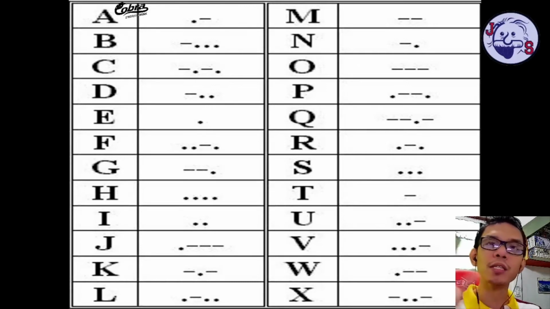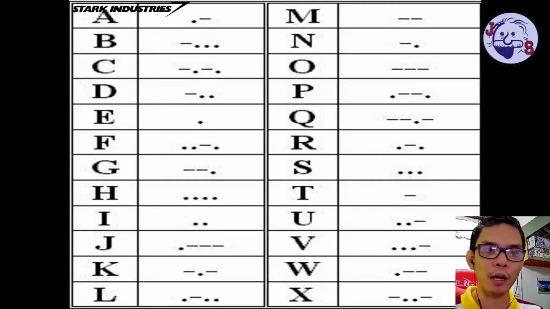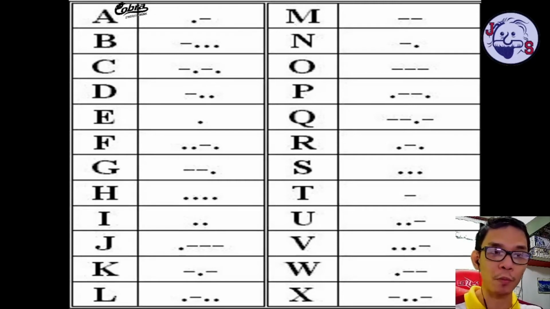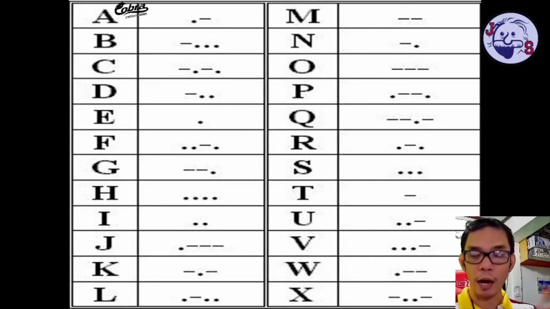Alright, so this is the Morse code. The Morse code was one of the ways of communication during the 1900s. Even the Titanic, before it sank to the bottom of the ocean, used Morse code in order to communicate with other ships around it.